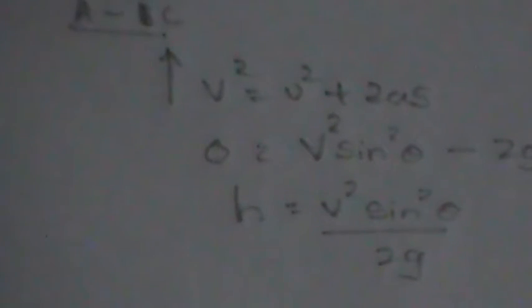So I will substitute the values here. 0 squared is 0. u squared is v sine theta squared, that is v squared sine squared theta. Plus 2 times minus g times s, which is h, so this is minus 2gh. So you can find h equals v squared sine squared theta divided by 2g. This is a very important derivation.